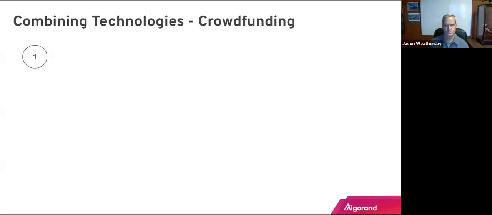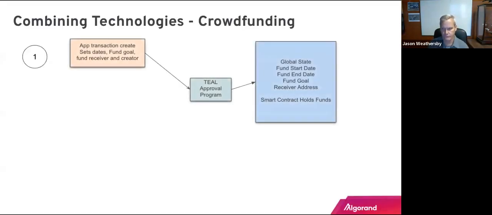So the first thing you would do when you're building a crowdfunding app is create an Algorand smart contract, and when you deploy it, it actually runs the logic one time when you first deploy it. So it runs the logic so you have a chance to initialize variables. In this case, I may set up a set of global variables like the fund start date: when do I want to allow people to donate to this? Fund end date: when do I want to close it out? The goal I'm trying to reach. And then who do I want to get the funds? And then the smart contract will hold these funds.